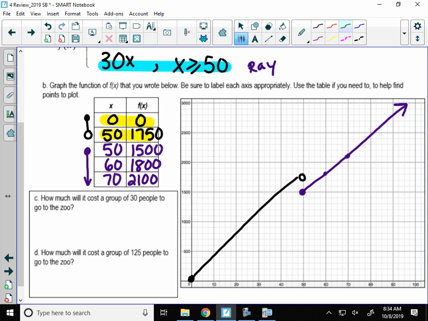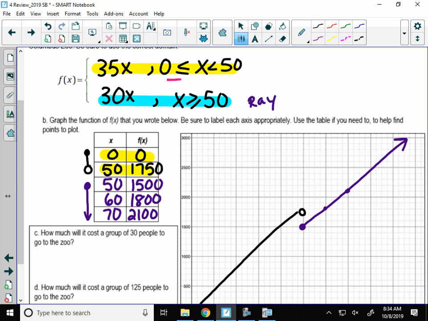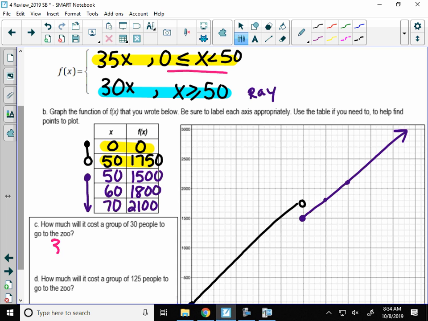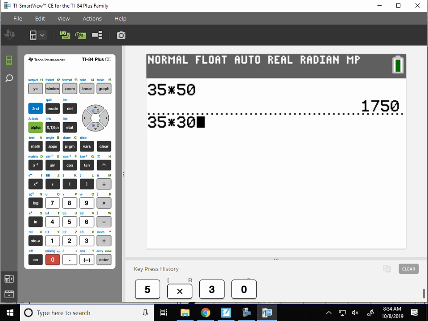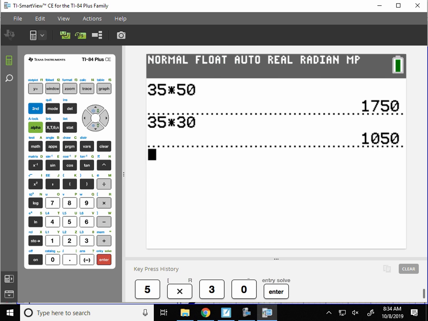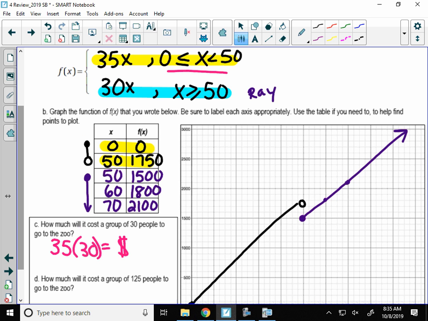Now just answer the questions. How much will it cost a group of 30 people to go to the zoo? Well, 30 is within that first domain. So I'm going to take 35 times 30. Use your calculator here. And that's $1,050. So if you take a group of 30 people, it's going to cost you $1,050.